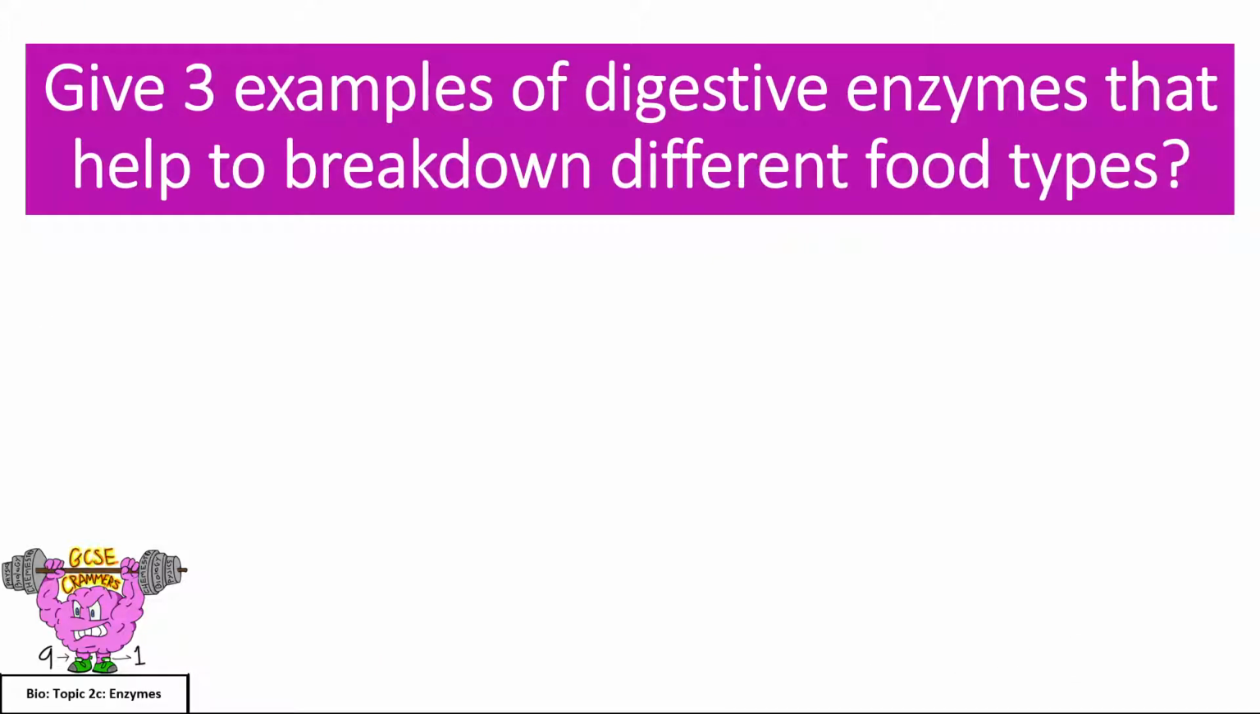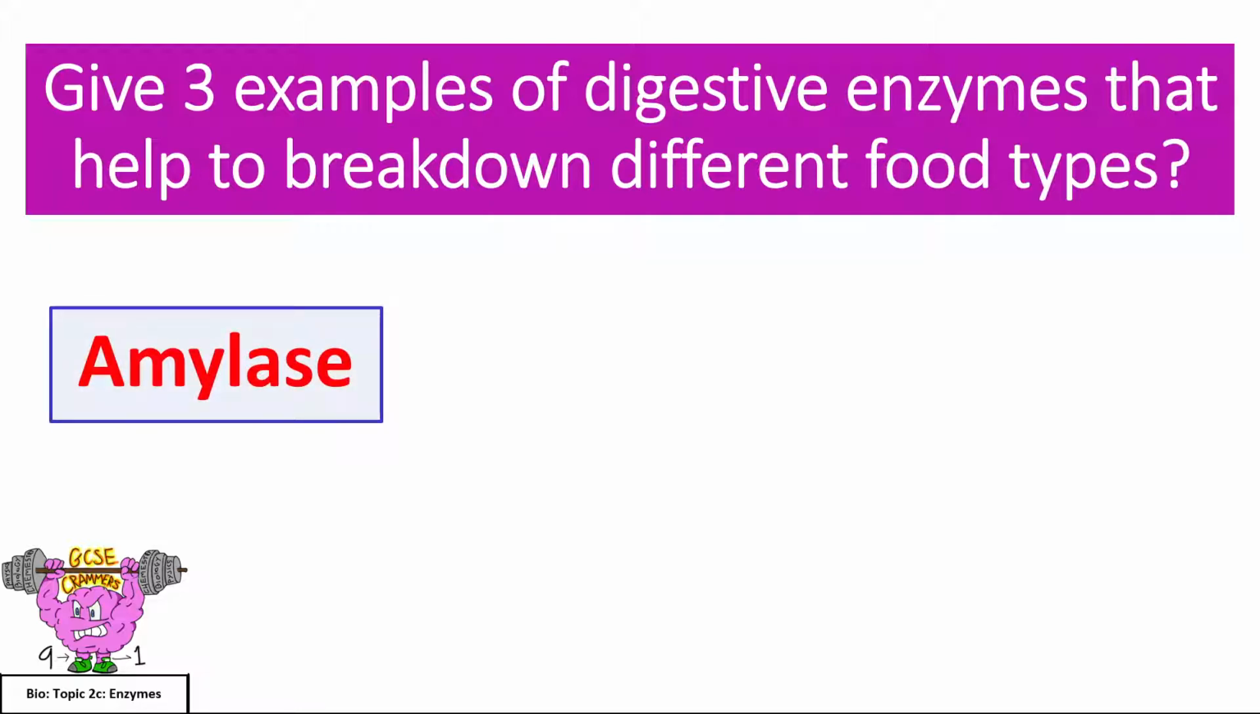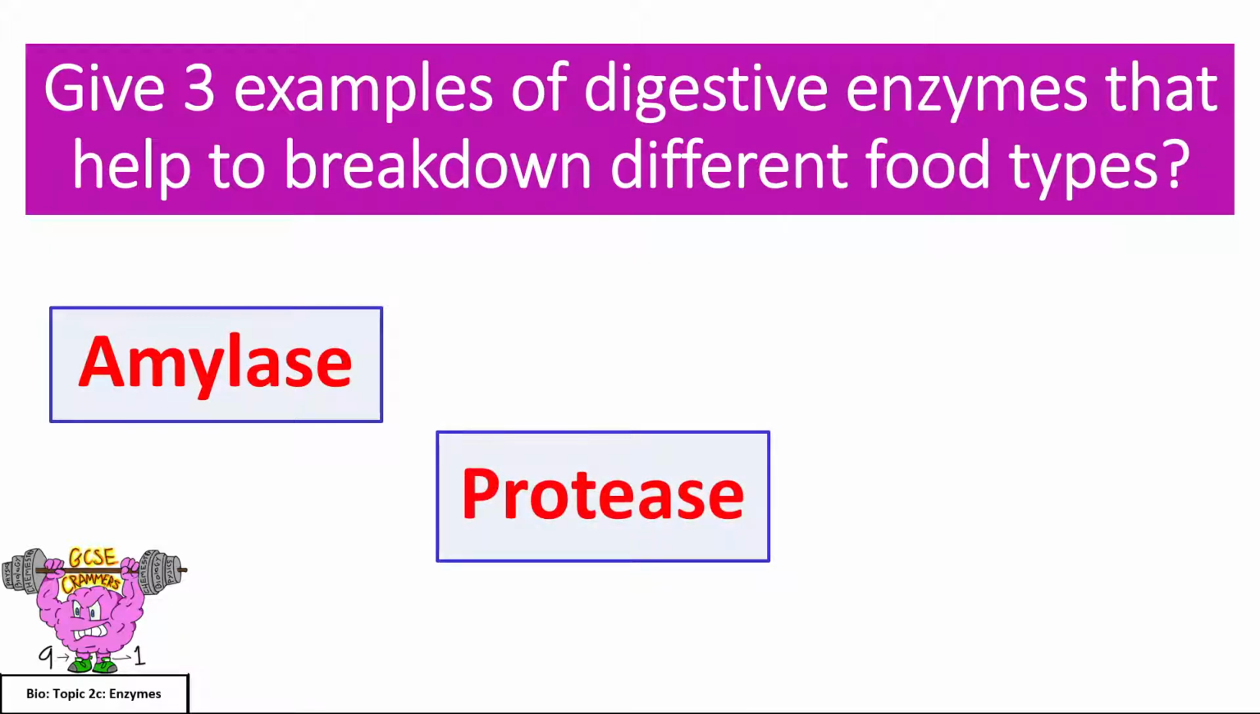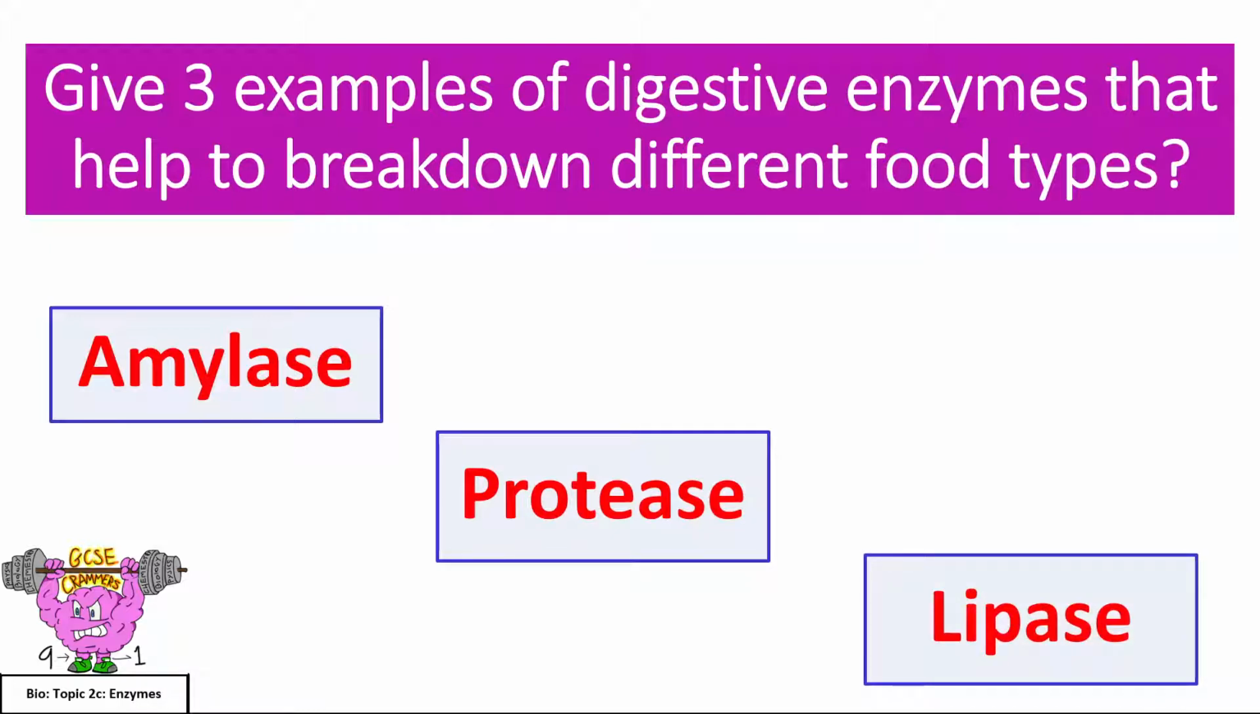Give 3 examples of digestive enzymes that help to break down different food types. Amylase, which breaks down starch into sugars like glucose and maltose. Protease, which breaks down proteins into amino acids. And lipase, which breaks down lipids or fats into glycerol and fatty acids.